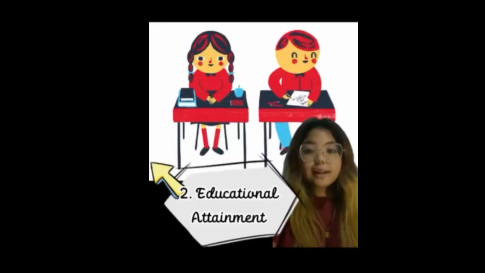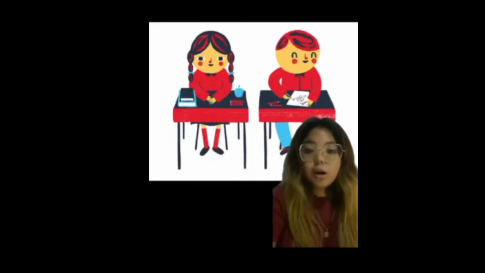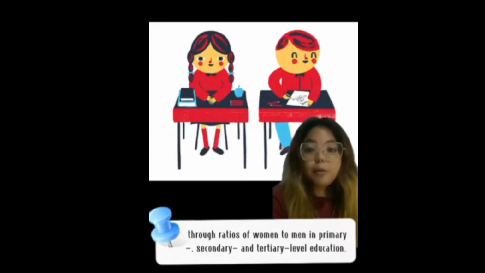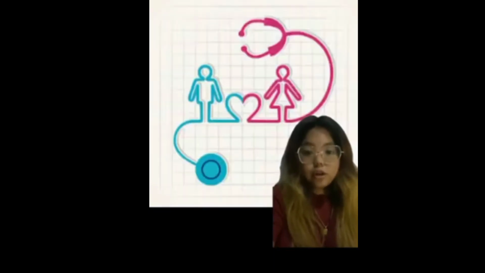Number 2 is educational attainment. This sub-index captures the gap between women's and men's current access to education through the ratio of women and men in primary, secondary, and tertiary level education.